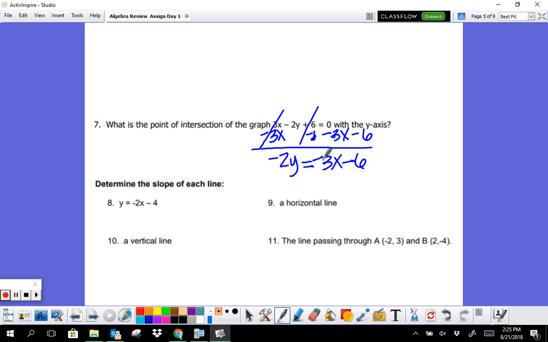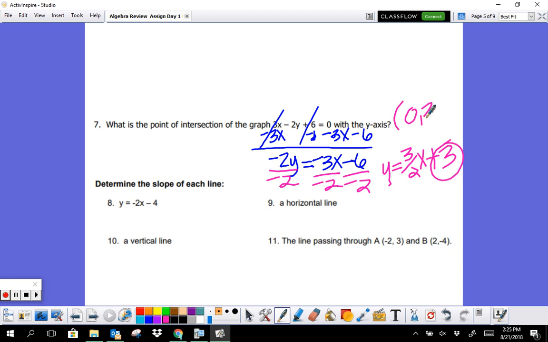Make sure you go all the way through with this and get y by itself. I'm going to divide by -2. And that gives me y equals 3 over 2x plus 3. So my slope is 3 over 2, my y-intercept is 3. So if this says, what is the point of intersection with the y-axis, I could either say 3, or since it's asking for the point, technically I would want to say 0, 3. That's the actual point on the line.